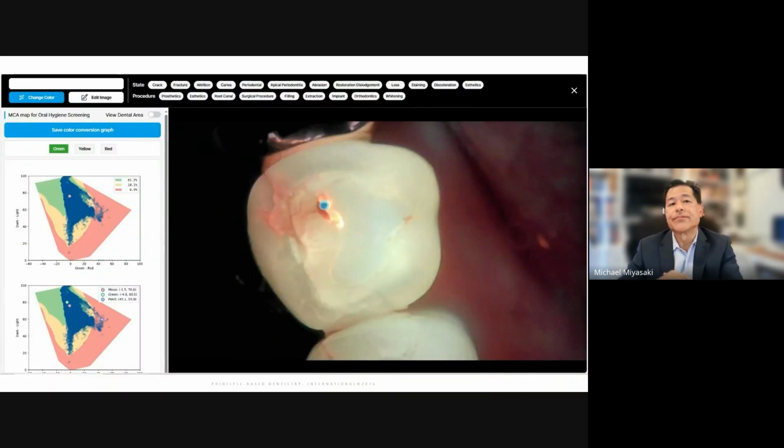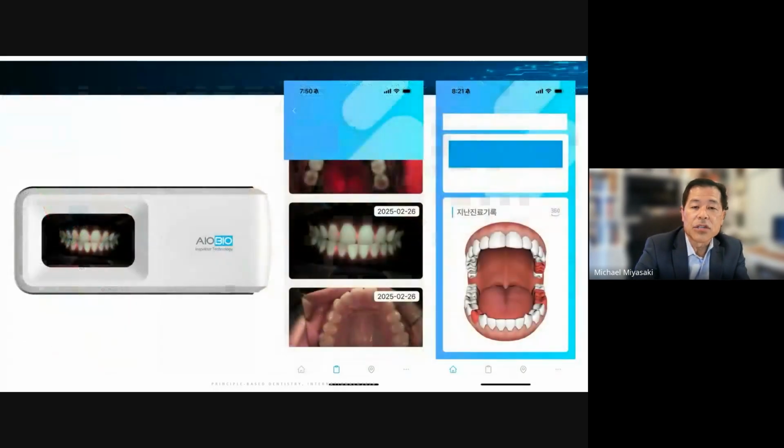And then we were talking about this before we started this program. We do want to show you how the MCA program will help us track areas over time. So we can look at areas, determine, is there decay in that because of the loss of fluorescence? Is there demineralization that's occurring, and even remineralization of the teeth?